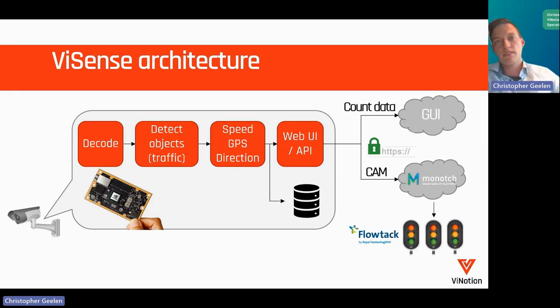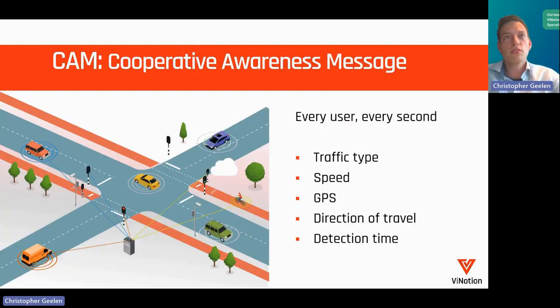And that's being sent through to, for example, Flowtech, which is using the data that we provide to better regulate and govern the traffic lights. So you might wonder what's COM data. That might be a new term for most of you.